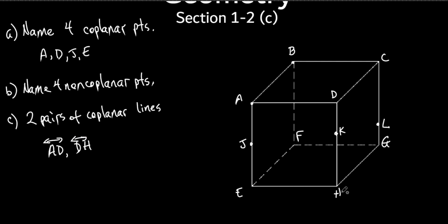They lie on the same plane. They don't have to be parallel, okay, which they're not. AD and DH are not parallel to each other. It's fine. It doesn't say they have to be parallel. They just got to lie on the same plane. Does that make sense? That's the kind of stuff that they're going to ask you to do.